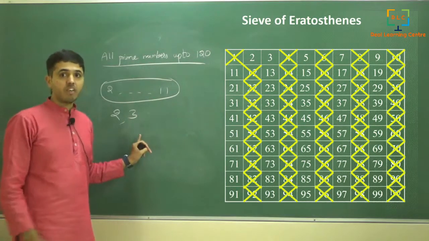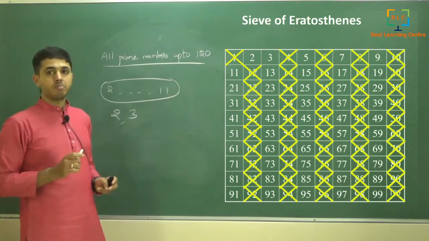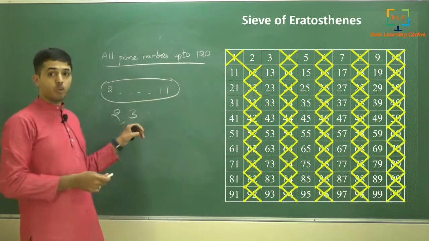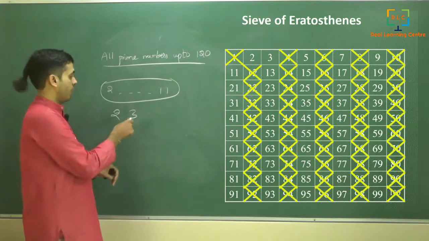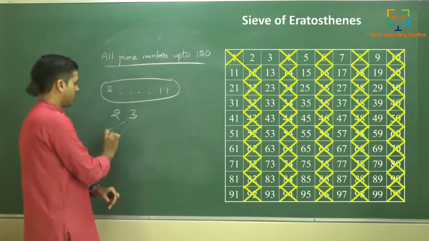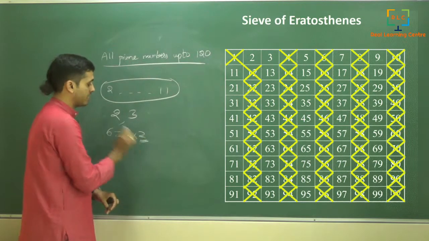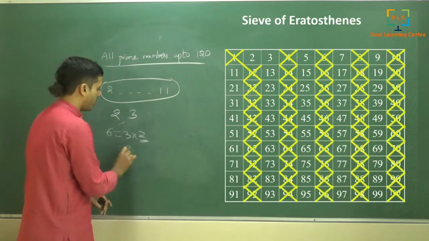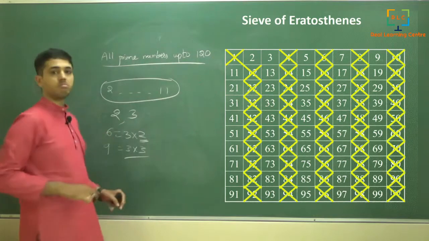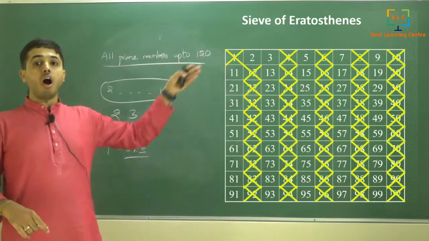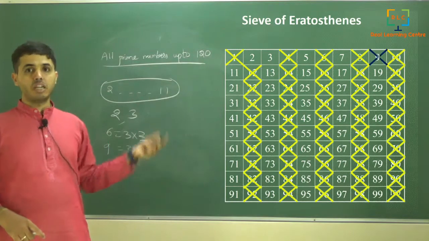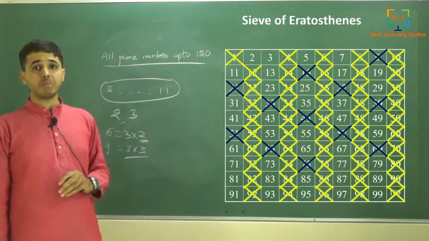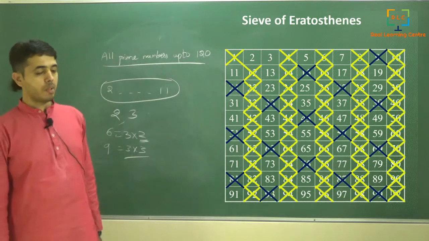So it's enough if I start checking from the square of 3, because any number less than the square of 3 is already ruled out, because that would be a multiple of a number less than 3. In other words, 6 is a multiple of a number less than 3, so it's already ruled out in the previous step. Hence I will start only with 3 square, that is 9. From 9 onwards, all the multiples of 3: 9, 12, 15, 18 are all ruled out because they are multiples of 3. Hence they won't be prime.